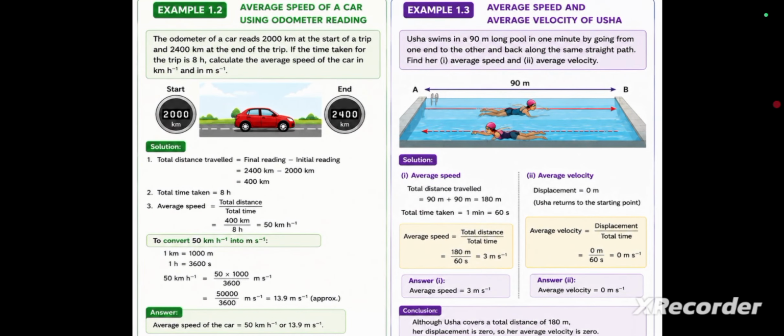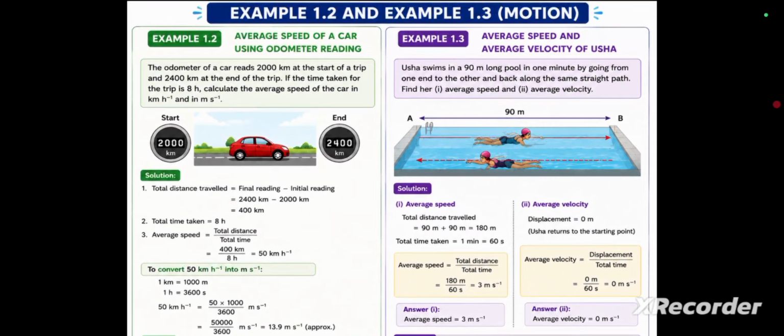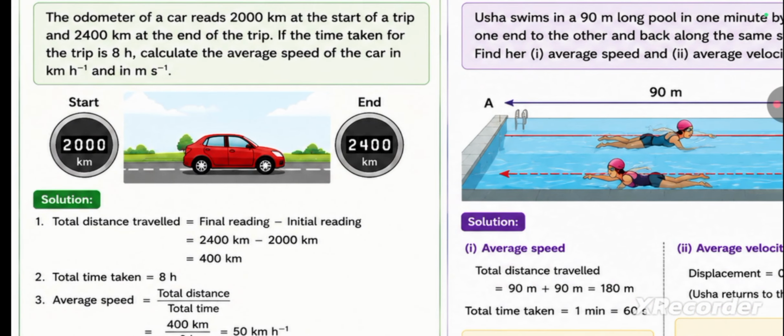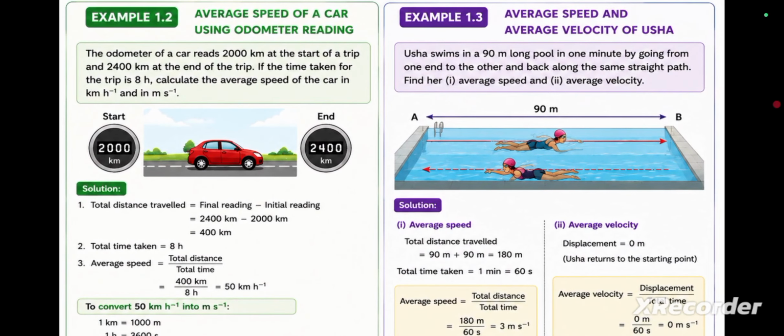For example 1, average speed of a car using an odometer reading. Okay, first concept, the odometer. You see the odometer in all of our vehicles; the speed is known using the odometer.